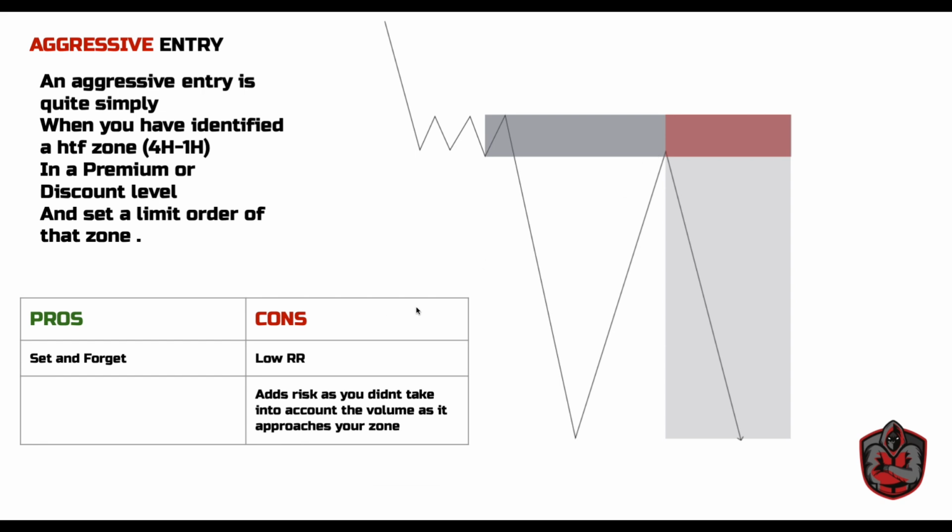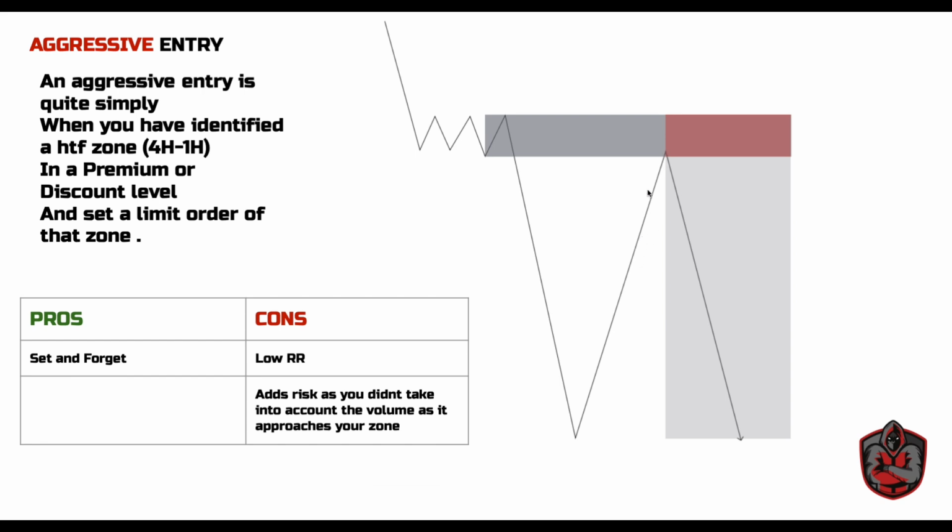Okay, but the con of this is that you do not maximize your risk to reward. You usually have a lesser risk to reward, and it does add a bit of risk to the trade as you're not taking into account the volume as it approaches the zone. Usually when price approaches with too much volume, I dismiss my limit. I would wait for a confirmation entry.